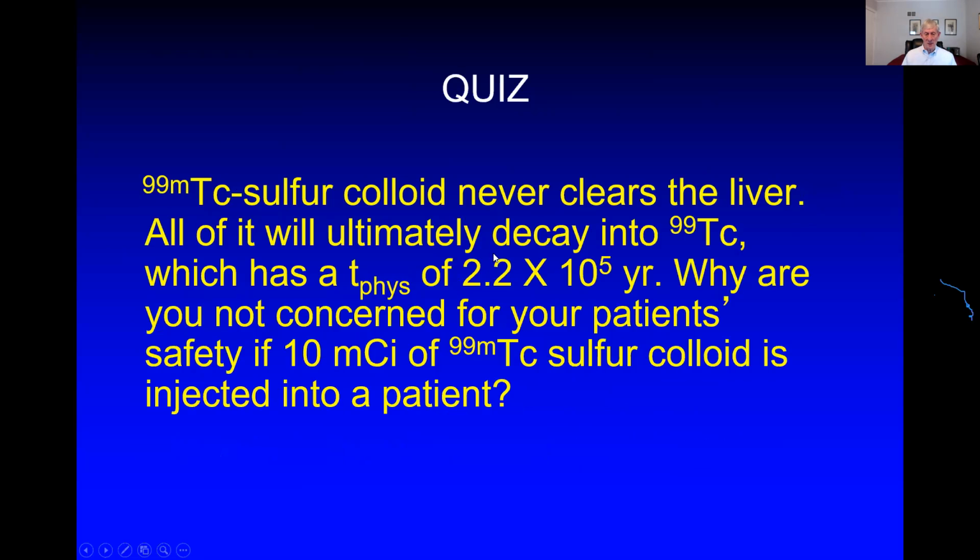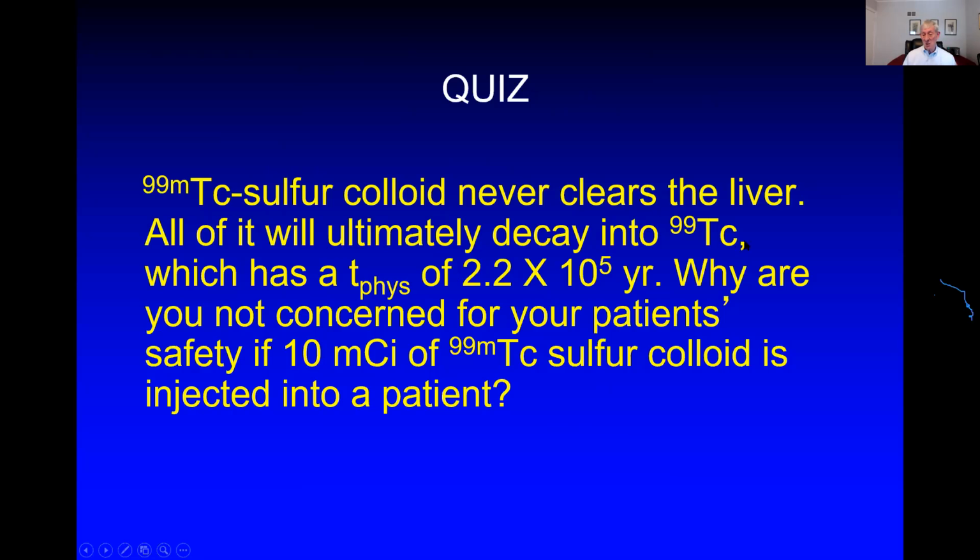Now, let's take a look at this question, and we'll wind this up within the next few minutes. We know that sulfur colloid never clears the liver. We humans cannot get rid of it. So if you get a sulfur colloid injection 100 years from now when you die, it's still in your liver. It means absolutely nothing. It's not harmful, causes no problems ever.